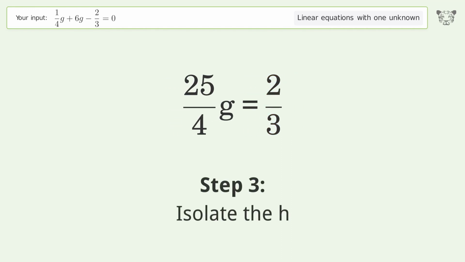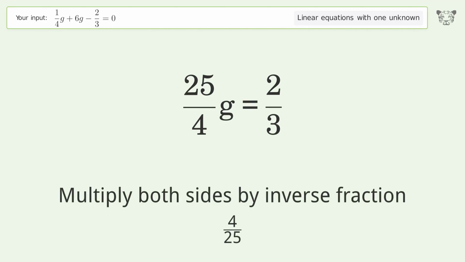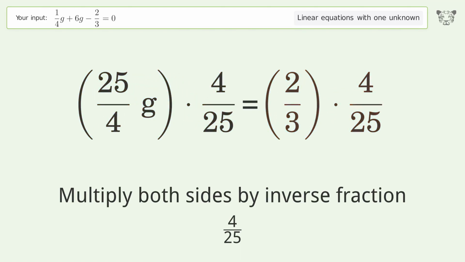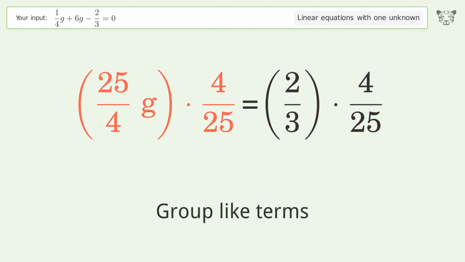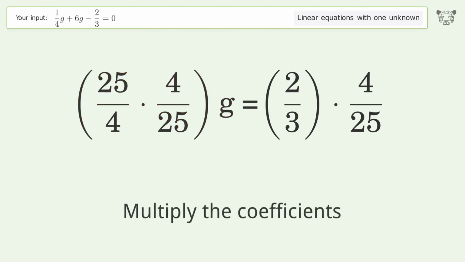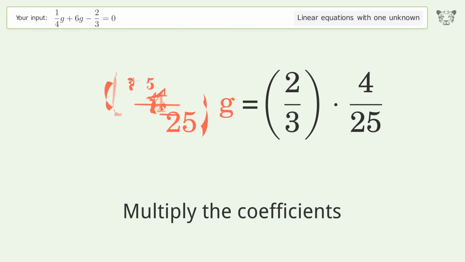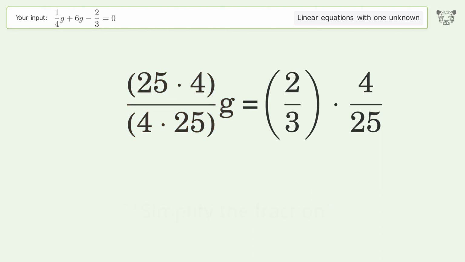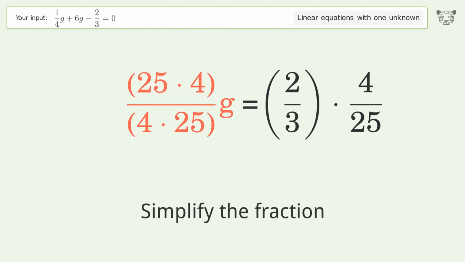Isolate the h. Multiply both sides by inverse fraction 4/25. Group like terms. Multiply the coefficients. Simplify the fraction.